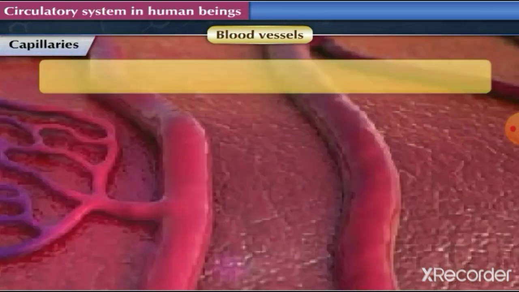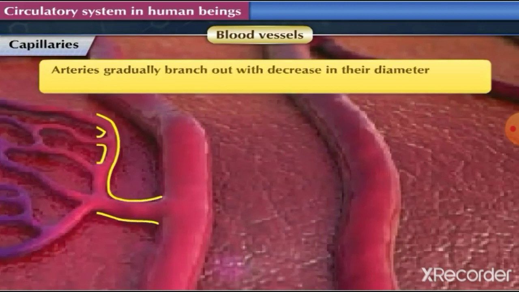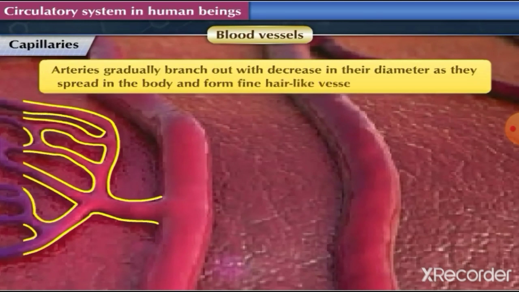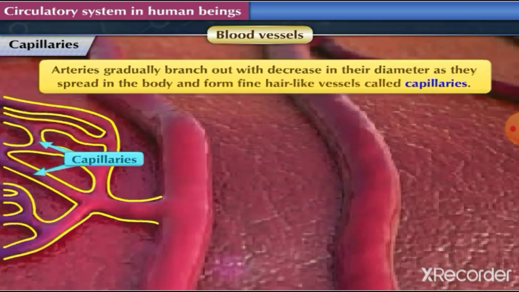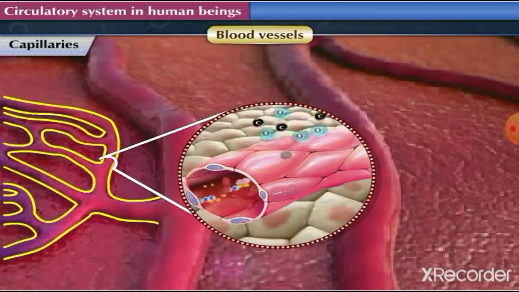Capillaries. Arteries gradually branch out with decrease in their diameter as they spread in the body and form fine hair-like vessels called capillaries. Walls of capillaries are extremely thin and made up of single layer of cells. Due to this, exchange of materials between capillaries and cells becomes easy.